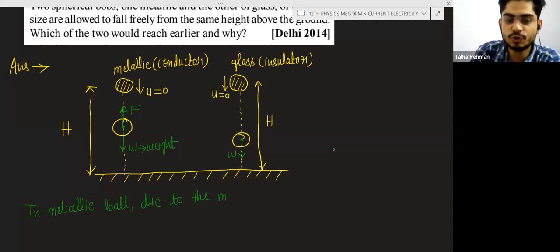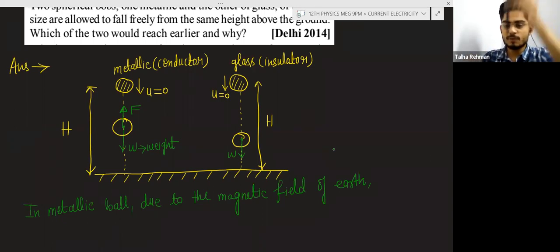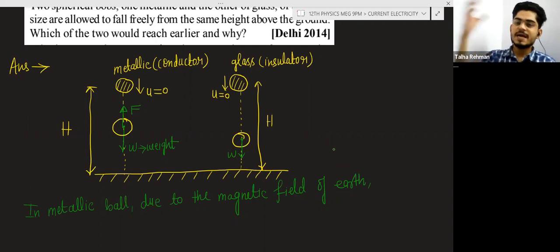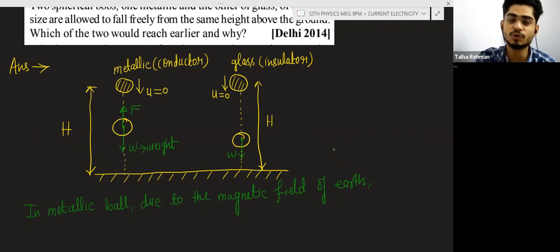So in metallic ball, due to the magnetic field of earth, and why due to the magnetic field of the earth is the current inducing in this, we will discuss. Suppose this is a ball and this ball is falling. With respect to this ball, there is a magnetic field of the earth, and due to that there is a magnetic flux, and the change in the magnetic flux with respect to time produces the EMF or induced current. This is the whole overall explanation, but I am writing in short.